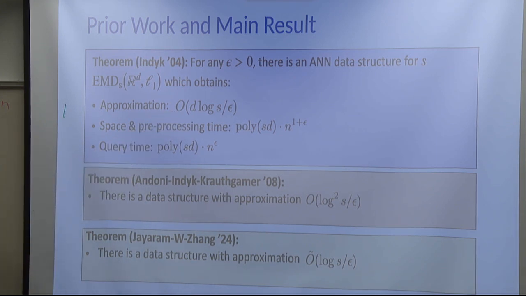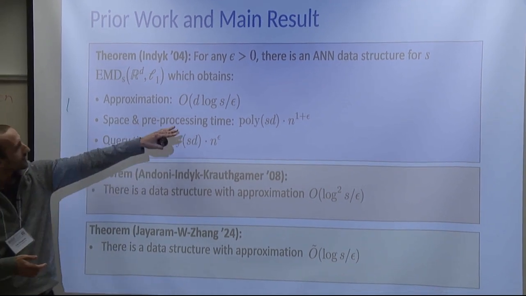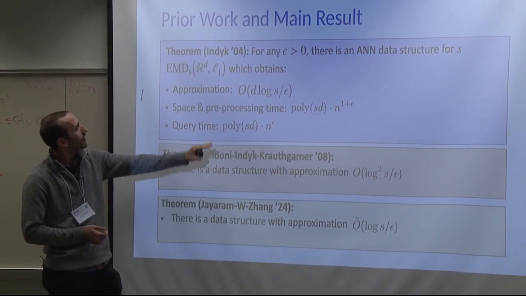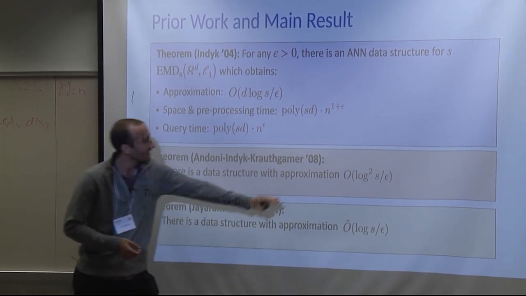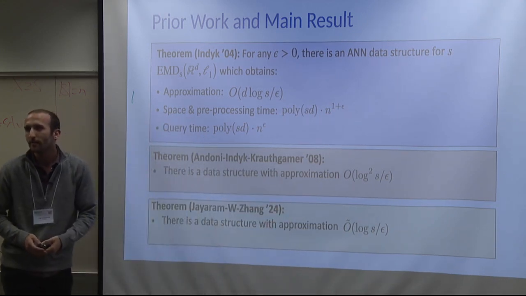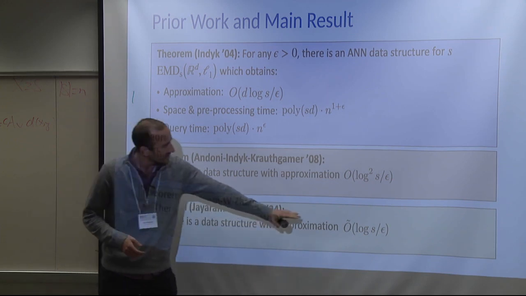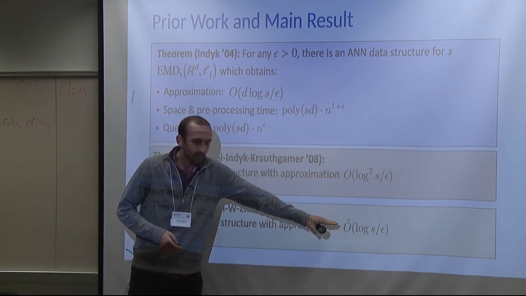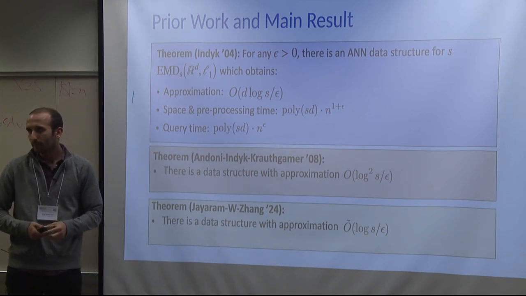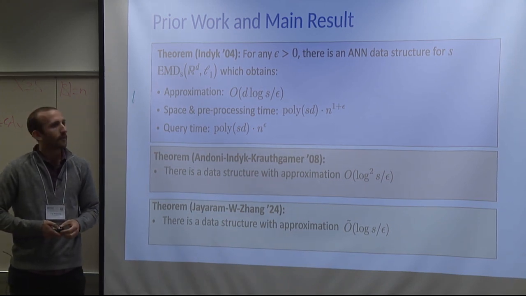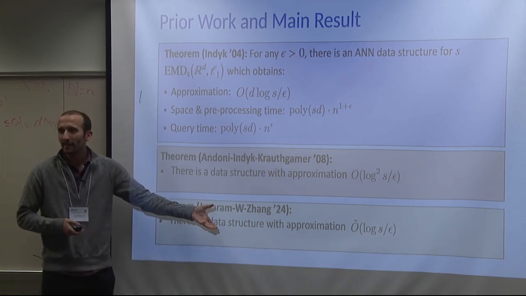A few years later, Andoni and Krauthgamer improved the approximation with similar guarantees on the preprocessing and query time, where this factor of d became a factor of log s, giving us log squared s over epsilon. And in this paper, what we do is improve the approximation to change one of the log factors to a single log factor, but we lose some polylog s factors. Any questions? These are the main results. I want to spend most of the time telling you about the techniques that led to this result.